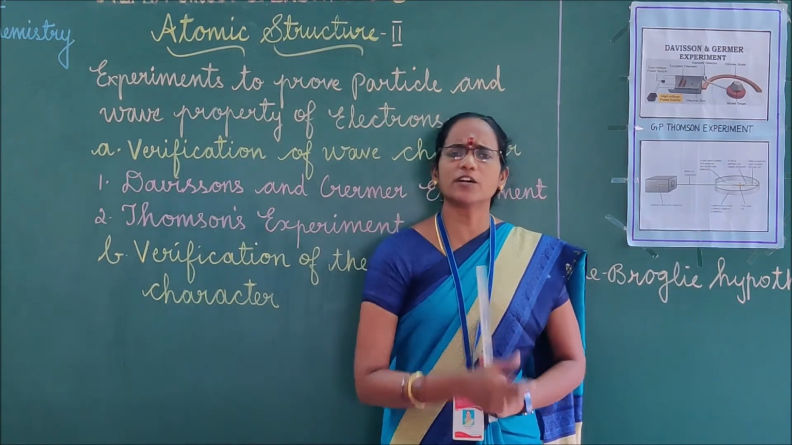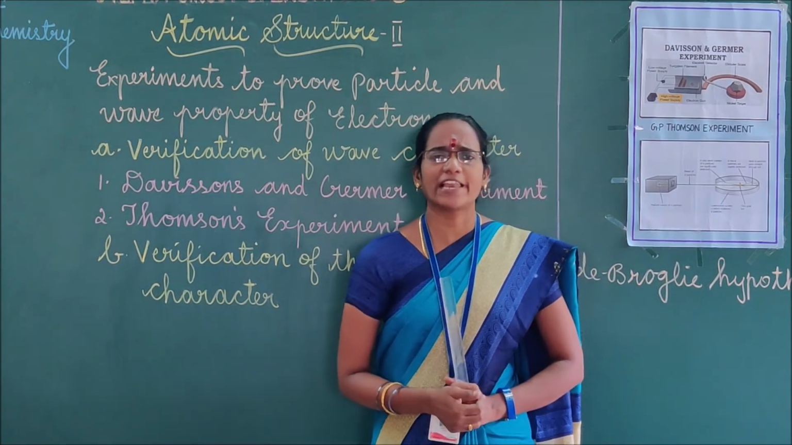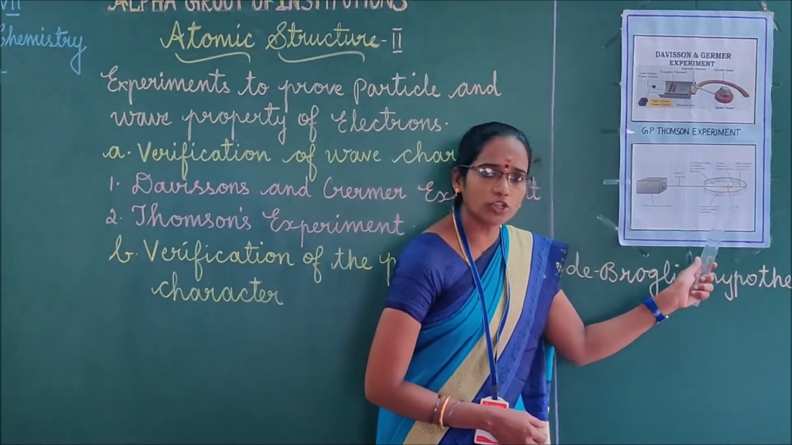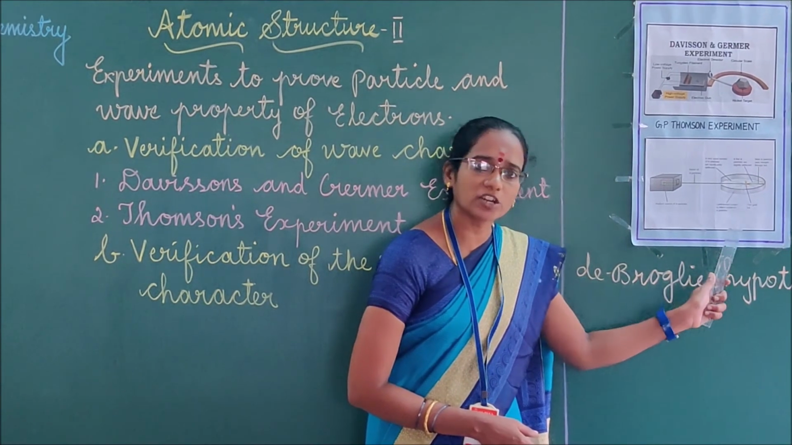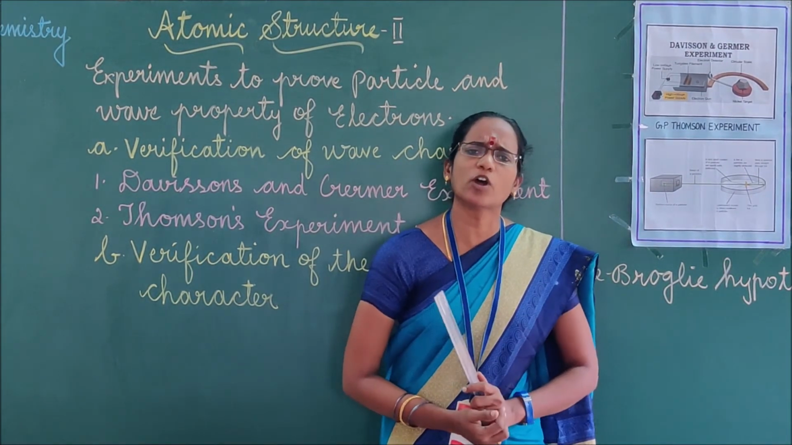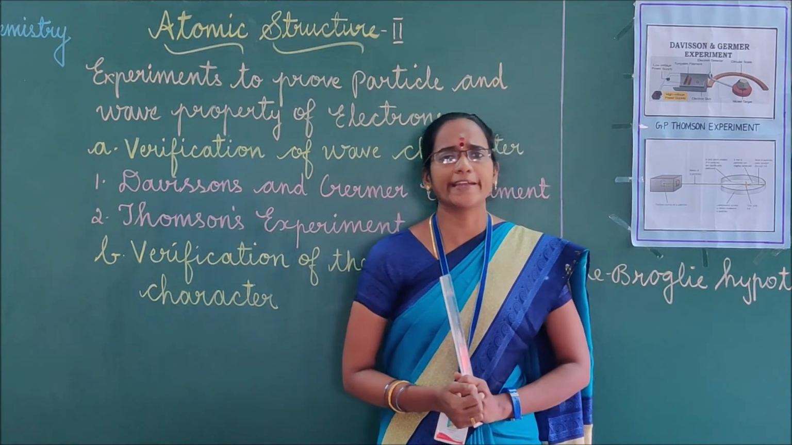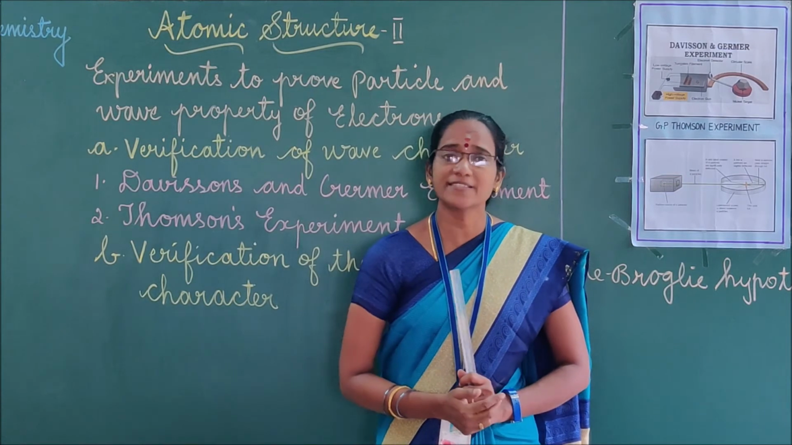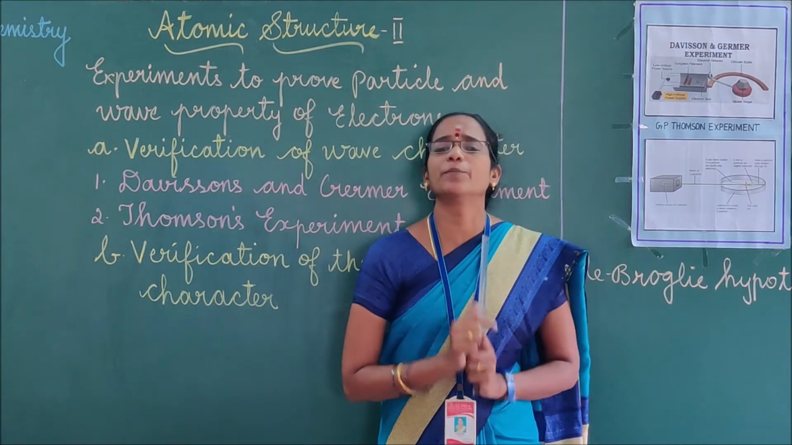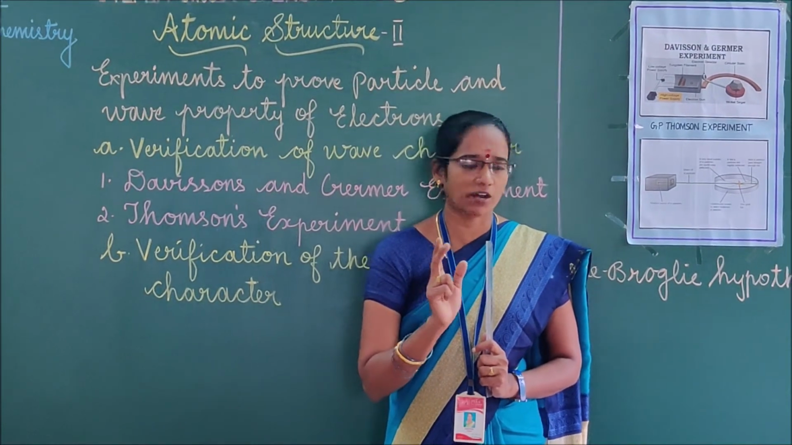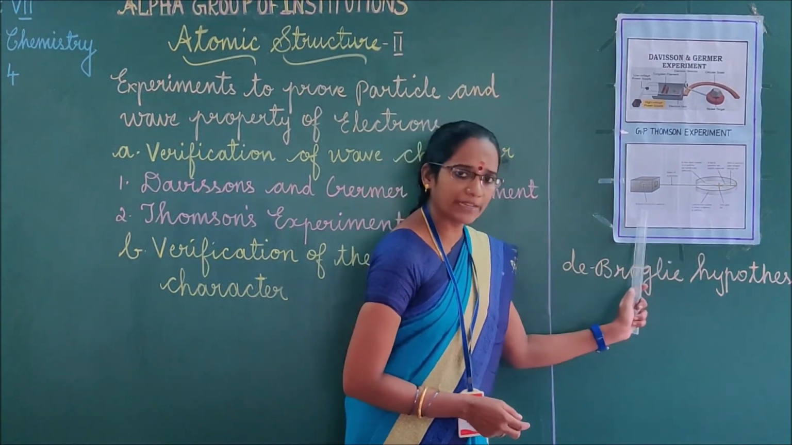He observed that if the beam of electrons is allowed to fall on the thin foil of gold, it is received on the photographic plate, which is placed perpendicular to the direction of the screen. So this experiment also proves the wave nature of the electron. This is the experimental setup.